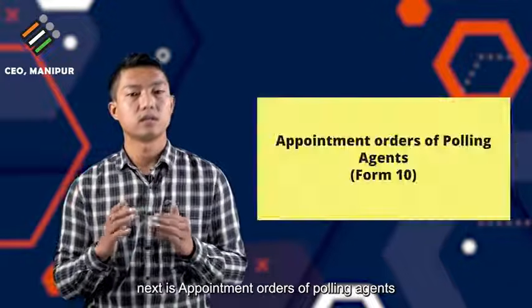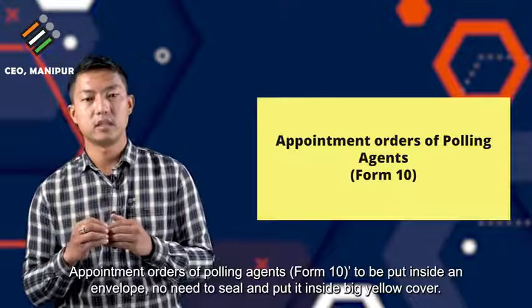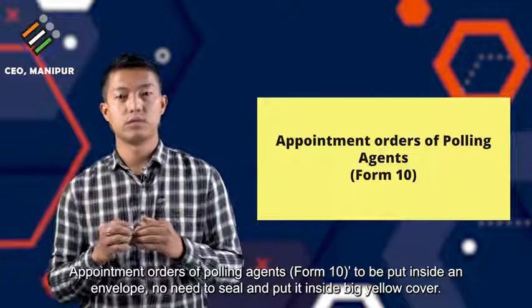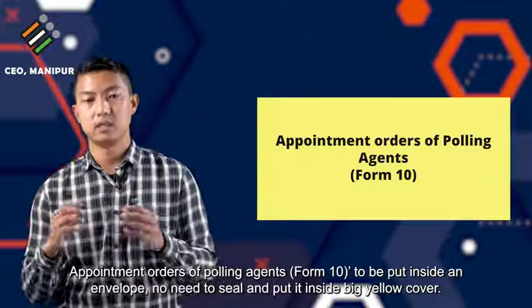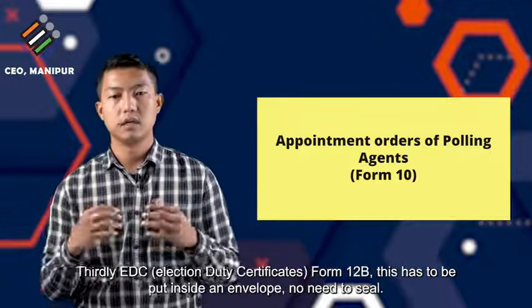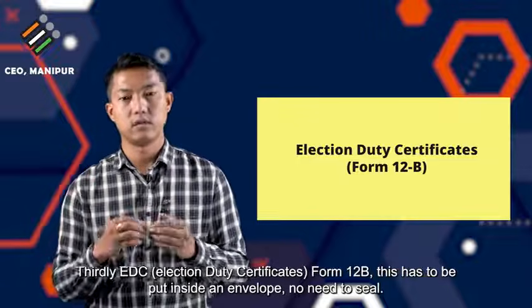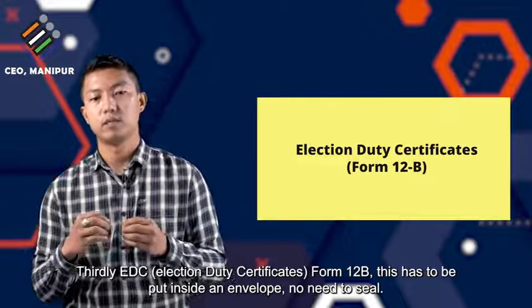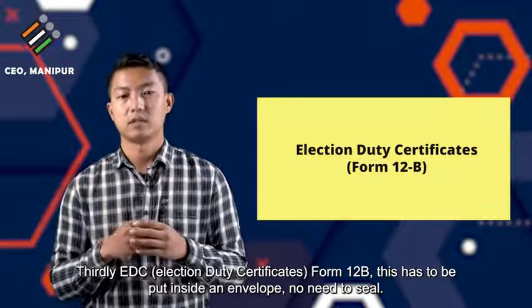Next is appointment orders of polling agents. Appointment orders of polling agents, Form 10, to be put inside the envelope, no need to seal, and put it inside the big yellow cover. Thirdly, EDC, Election Duty Certificates, Form 12B has to be put inside an envelope, no need to seal.